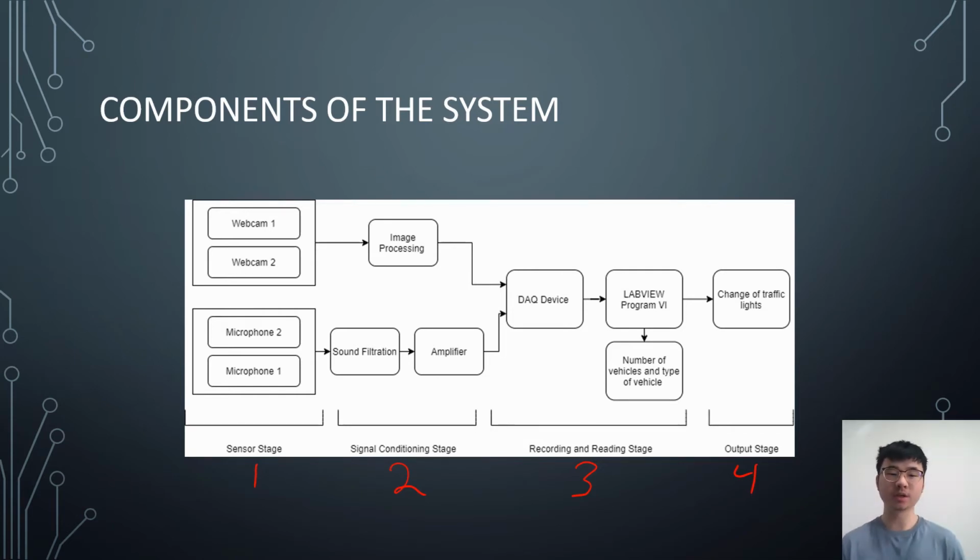In the third stage, the main logic and manipulation of the data gathered is performed. The information from the webcam and the microphone will be sent into the NI-DAQ to measure the voltage and sent into our LabVIEW program. The LabVIEW program will process the data sent into it and finally change the traffic lights to enable higher traffic efficiency based on the logic of our program.